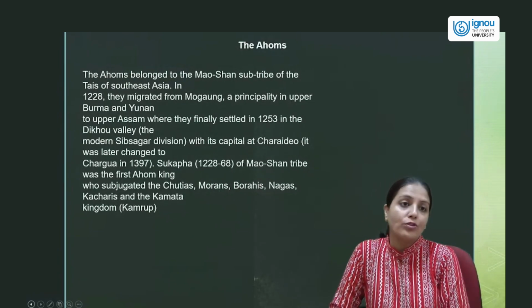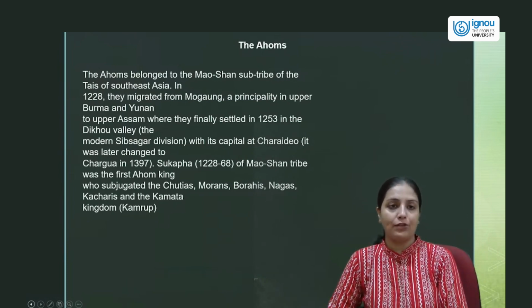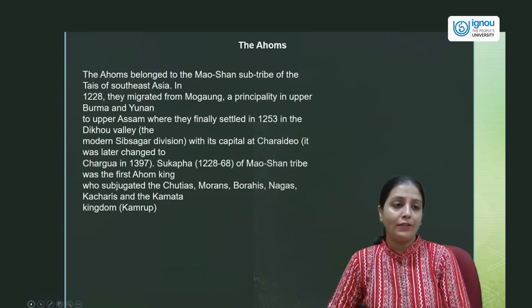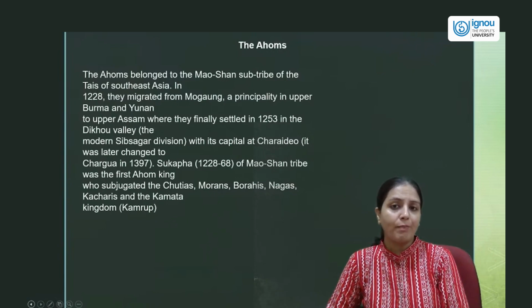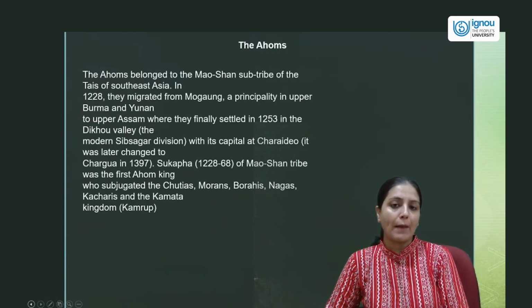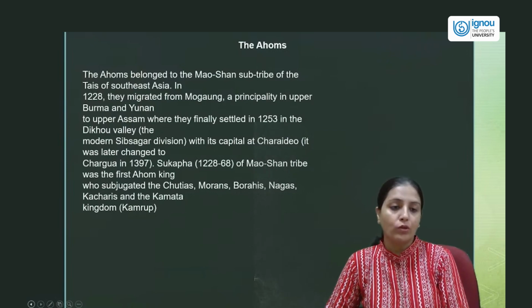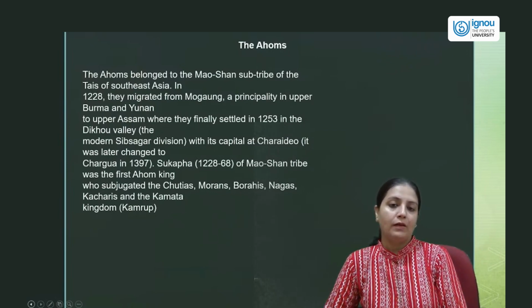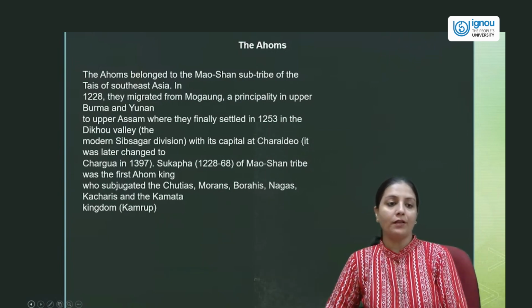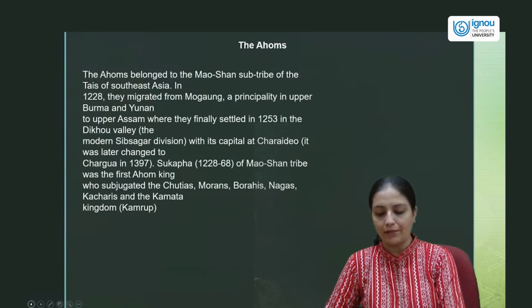Next are the Ahoms, known as tribals. Ahoms belong to the Mao Shan, a sub-tribe of the Thais of Southeast Asia. In 1228, they migrated from Mogaung, a principality in Upper Burma, and Yunnan to Upper Assam, where they finally settled in 1253 in the Dikhow Valley, with its capital at Charaideo, later changed. Sukapha of the Mao Shan tribe was the first Ahom king, who subjugated the Chutias, Morans, Boraes, Nagas, Kacharis, and the Kamata kingdom.